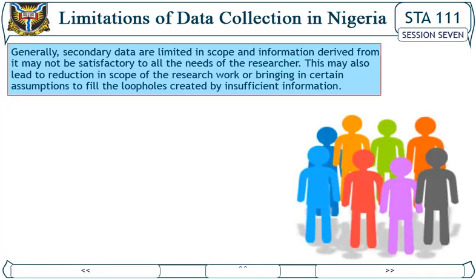Limitations of data collection in Nigeria. Generally, secondary data are limited in scope, and information derived from them may not be satisfactory to all the needs of the researcher. This may also lead to a reduction in the scope of the research work or bringing in certain assumptions to fill the loopholes created by insufficient information.